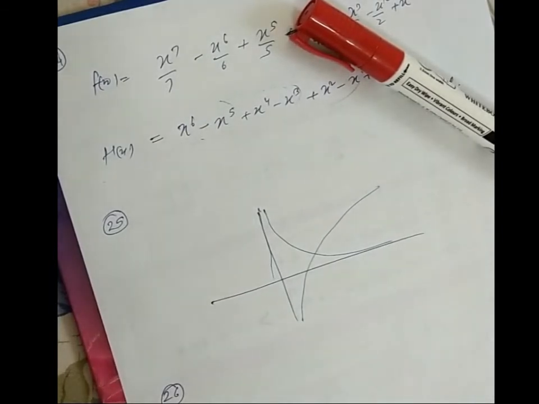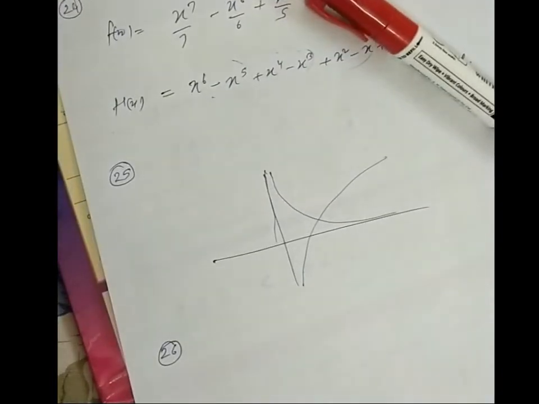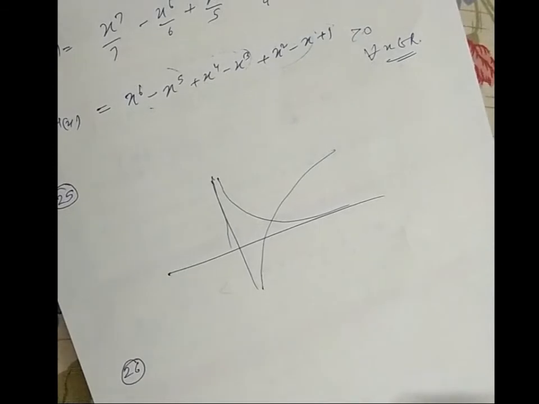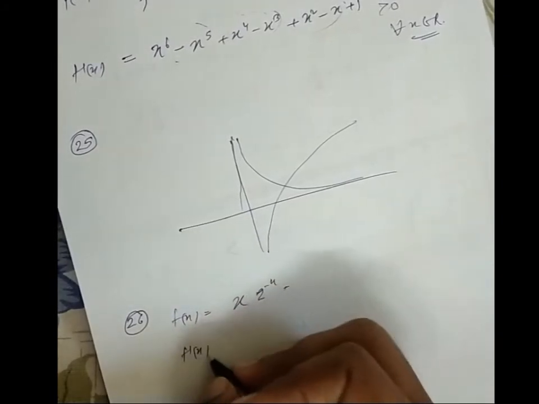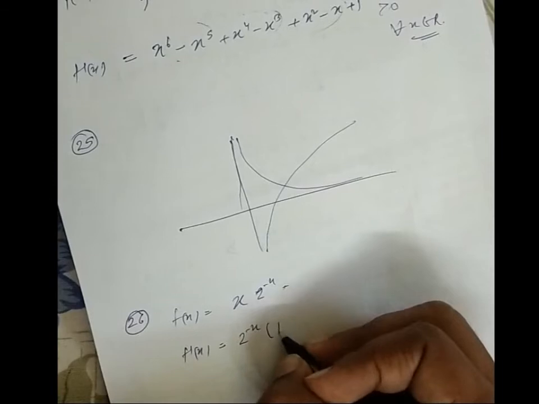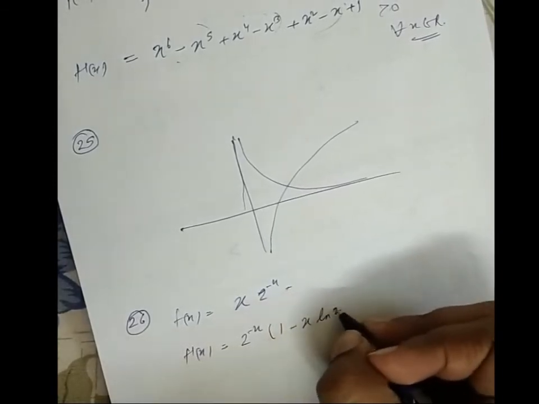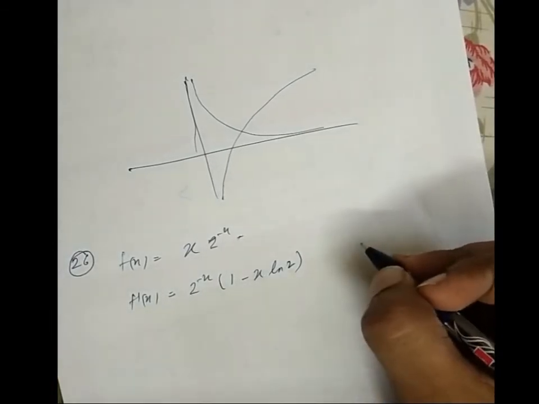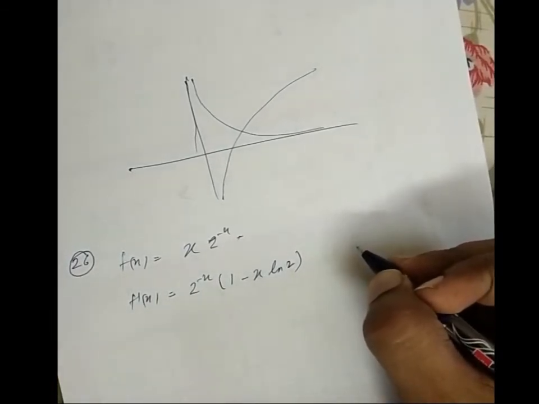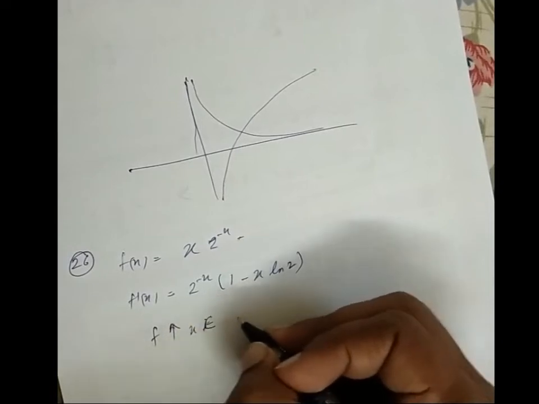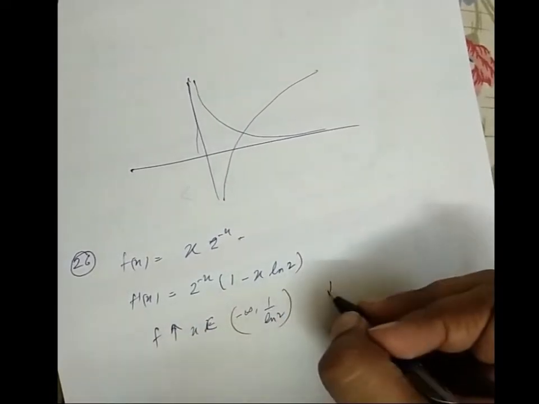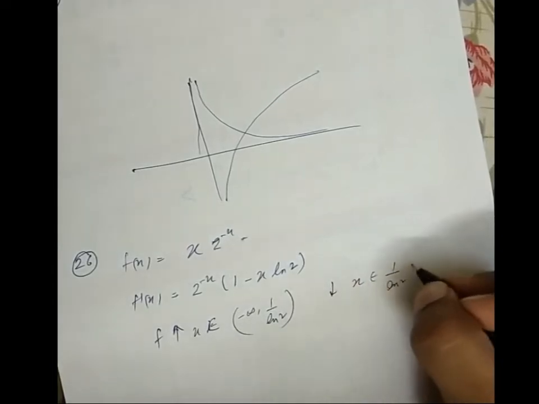We've been given a paragraph. So the paragraph is for question number 26, 27 and I guess 28 as well. So three questions for this paragraph. We have given f(x) is equal to x 2 to the power minus x. So calculating f dash x, we get f dash x is equal to 2 to the power minus x times (1 minus x ln 2). Okay, so f dash is greater than 0 if x is less than 1 by ln 2. So f increases when x belongs to minus infinity to 1 by ln 2 and decreases if x belongs to 1 by ln 2 to infinity.